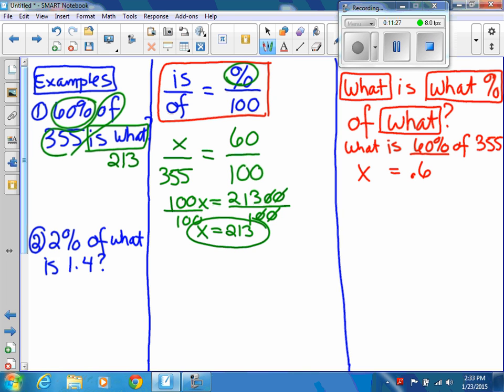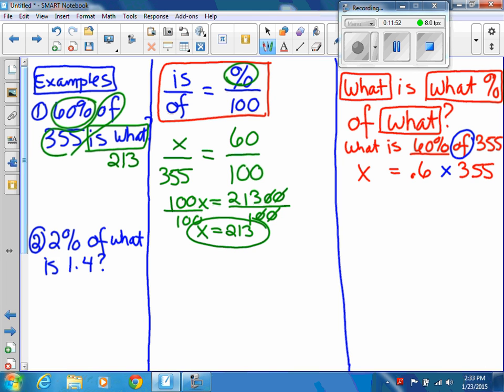The key thing here is this word of. This word, you need to remember, means we're going to multiply. Almost every time, almost, not all the time, but almost every time that you see the word of in a math problem, it means that you're going to multiply. So I have 60%, 0.6 times, the of is times, 355.